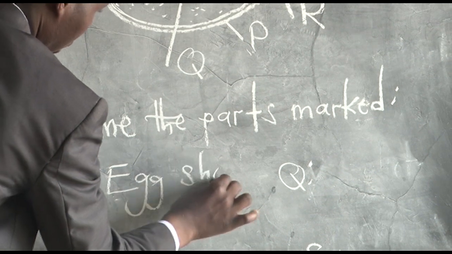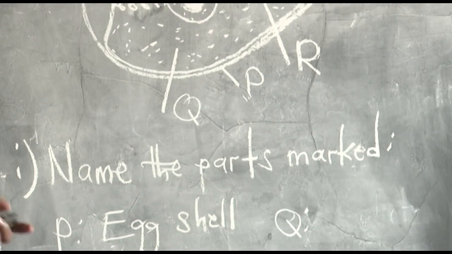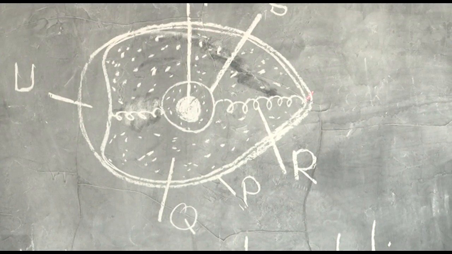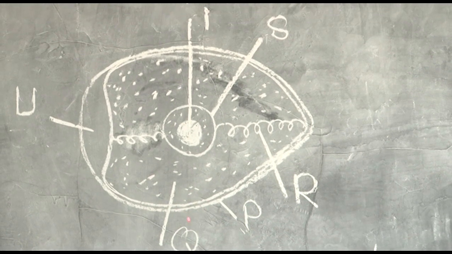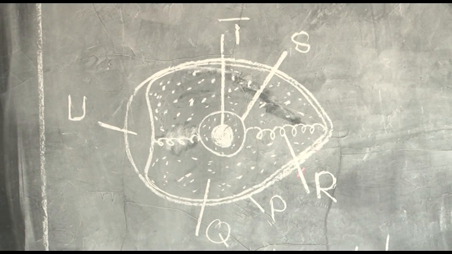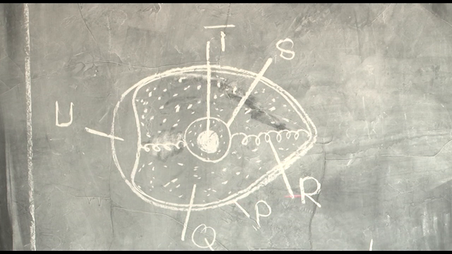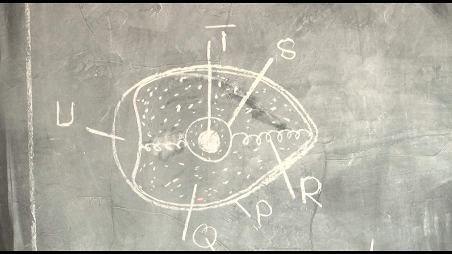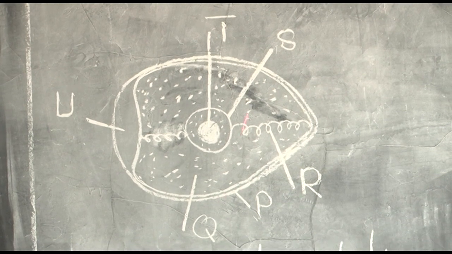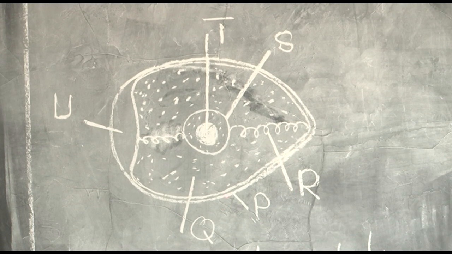Eggshell. Yeah, the eggshell, simply, you can look at its function. This part, you can see the outer part of the egg, it has got majorly two functions. The main function is that it protects the inner parts of the egg, okay? And the other function is that it also allows gaseous exchange. So they can ask you, apart from protection, which other function does the eggshell have?